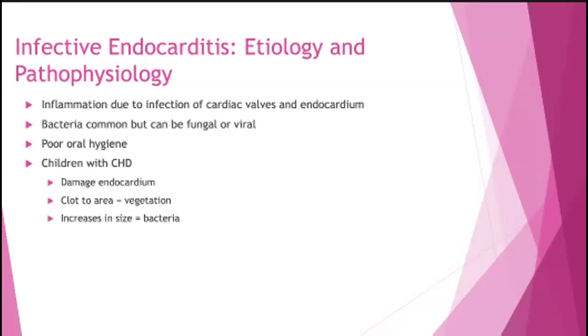The vegetation grows as fibrin, platelets, and microorganisms all accumulate, and consequently, the vegetation itself can damage the valve and destroy nearby tissue. Pieces of it can also break off and create an embolus, which can travel to any part of the body, causing an infarction or a stroke.